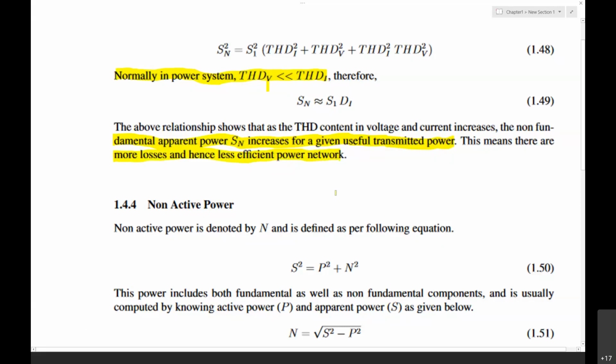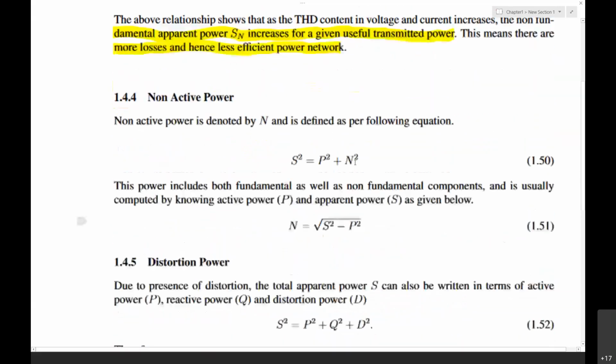Okay, we'll come back to the power factor, how it is dependent on the THD voltage or THD current. Before going to that, there are some other terms which are related to the powers. One equation here, it is a non-active power. S square is equal to P square plus N square.